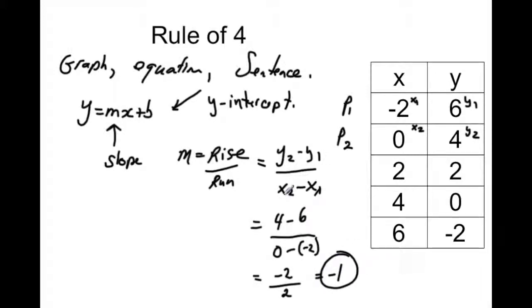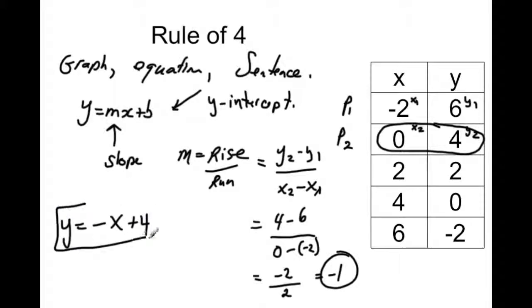Now we need the vertical intercept, or the y-intercept. We can see from the table that when x is 0, our vertical intercept is 4. So our b in the equation will be 4. So our equation looks like this: y equals negative 1, but since it's negative 1, we can just write negative x plus 4. There's our equation of this line.